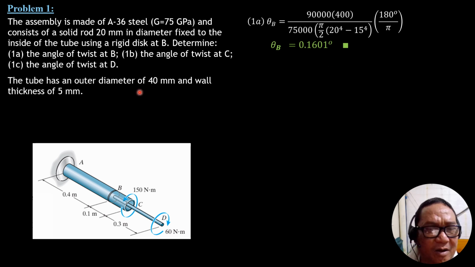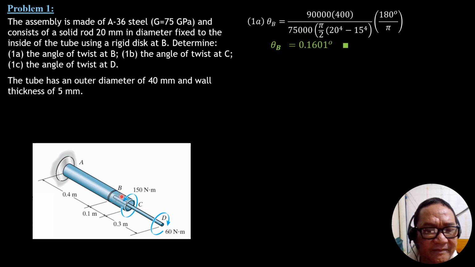Next, 1a, 1b, 1c, 1d. The angle of twist at C. So the question would be the angle of twist at C. Just the angle of twist at C. So the angle of twist at C would be, this is C, and remember that the torque between B and C would now be 150. So 150 between B and C.